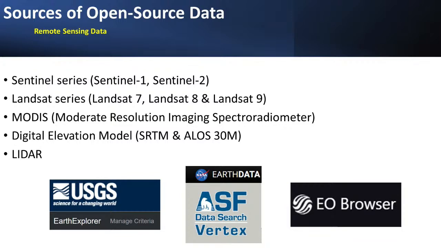Then you have MODIS, which is a satellite that has 1 kilometer resolution. It is good enough to look at wide areas when you're looking at a national level. When it comes to Malawi, one image of MODIS can cover the entire country.